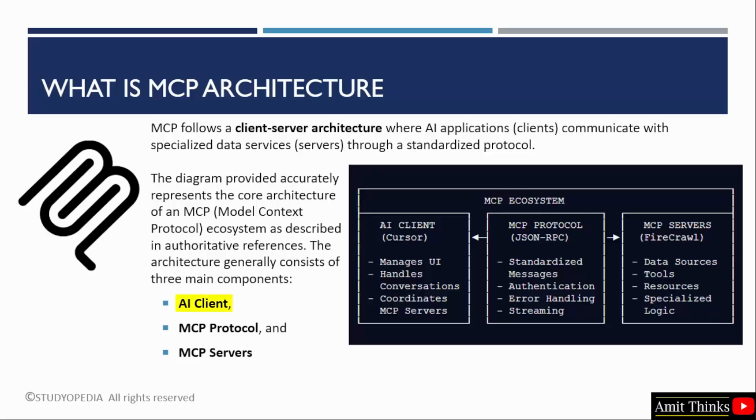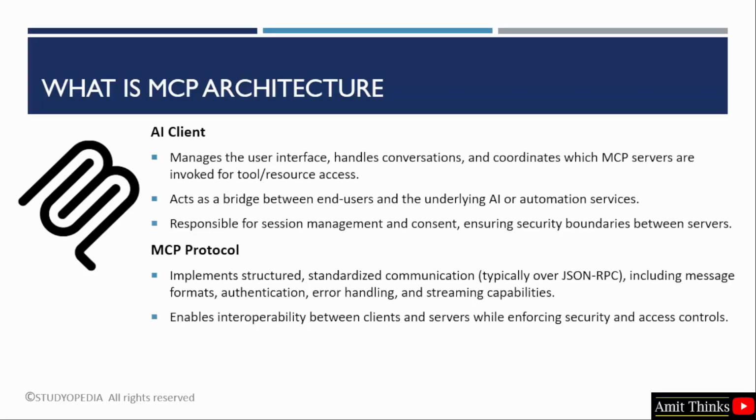The first one is the AI client, that is, applications that request and consume contextual data. Second is the MCP protocol, that is, the standardized communication layer that governs how requests and responses are exchanged. The third one is MCP servers, dedicated services that provide structured data and context to the AI clients. Together, these components form a cohesive ecosystem where AI systems can efficiently access, process and leverage contextual information. Now let us see the overview of AI client and MCP protocol.